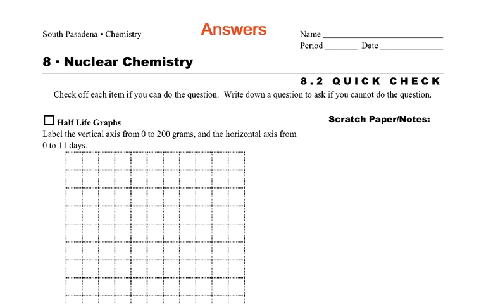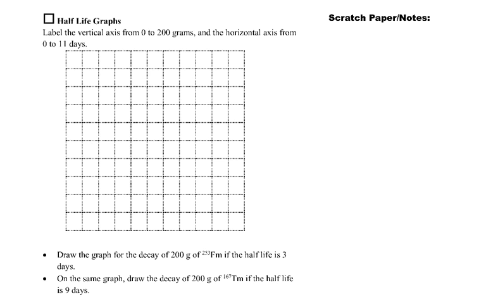Okay, on the 8.2 quick check, we're starting off with these half-life graphs. It says to label the vertical axis from 0 to 200 and the horizontal axis from 0 to 11 days, so I'm going to take a moment and do that. Okay, now that I've labeled the axes, I want to draw the graph for 200 grams of ferronium with a half-life of 3 days.